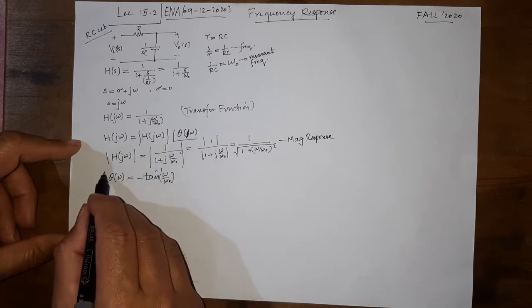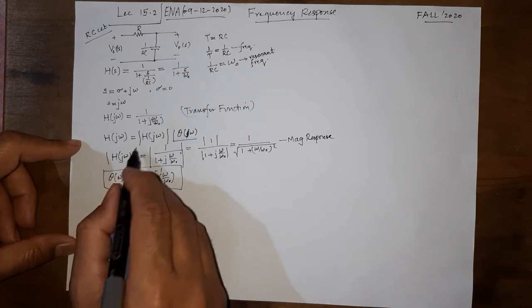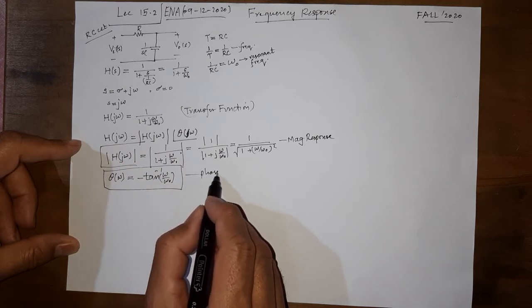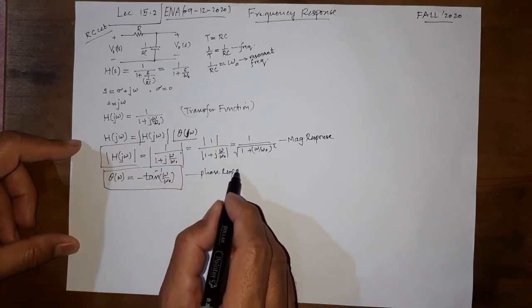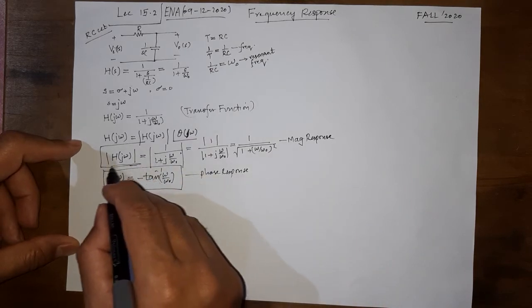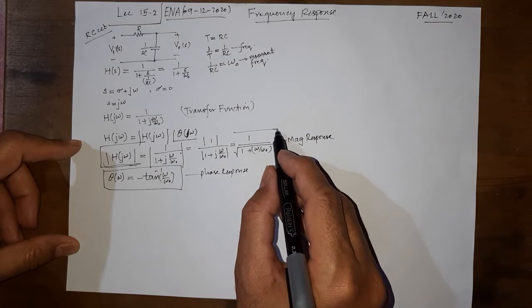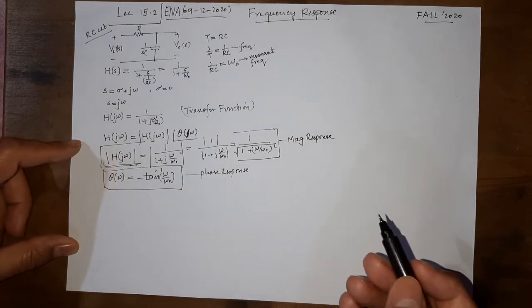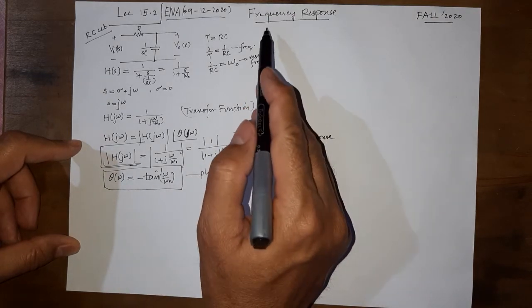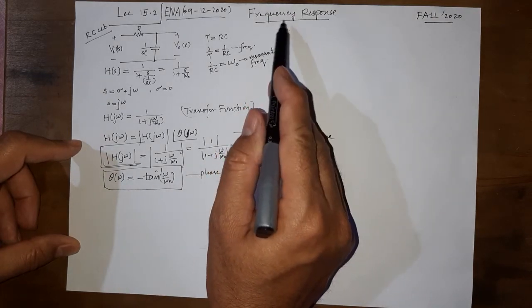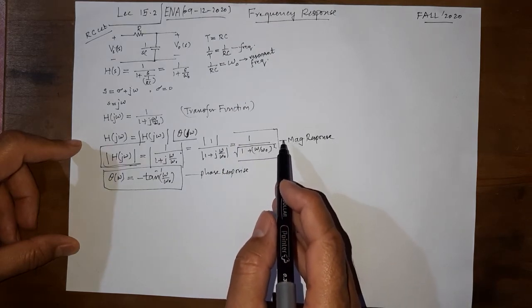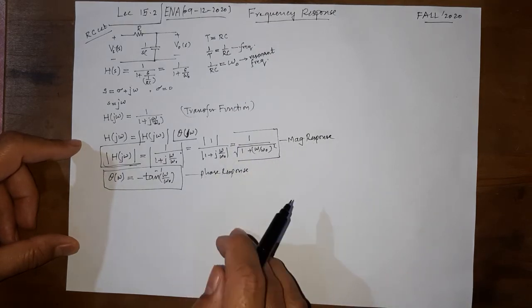So there is no j here. This is what is called the phase response. How is the phase of the input going to be changed? And this is the magnitude response. So in the study of frequency response, we have to understand two separate things: the magnitude response and the phase response.